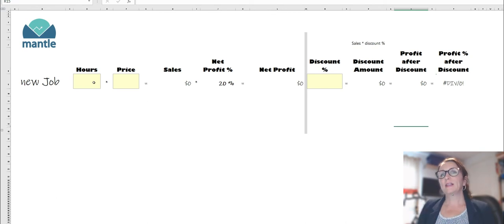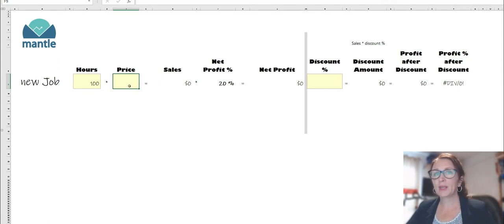Then let's think a little bit more about this concept of discounting. So let's break it down into a really simple example. Let's say that we, as some sort of service or consulting company, have the chance of doing a job for a customer that's going to take 100 hours. So let's type 100 hours into our estimate here.